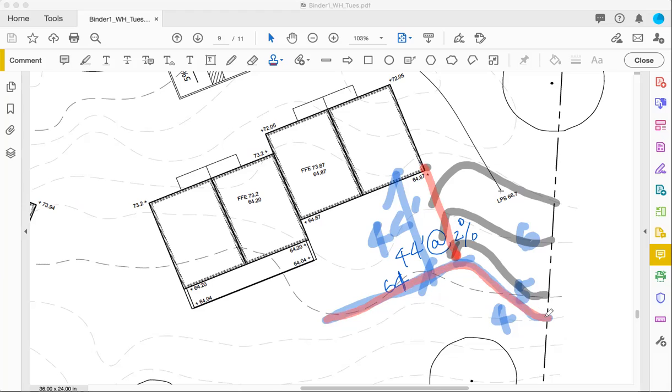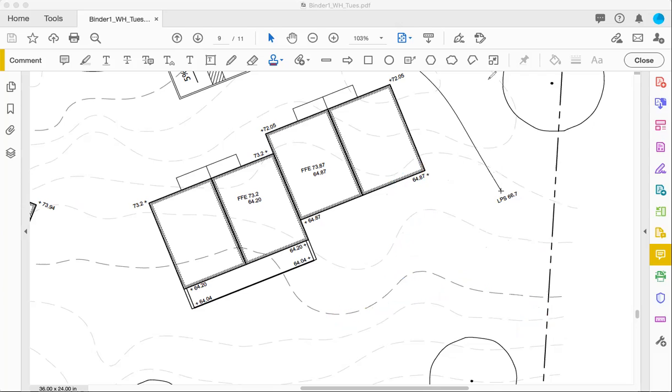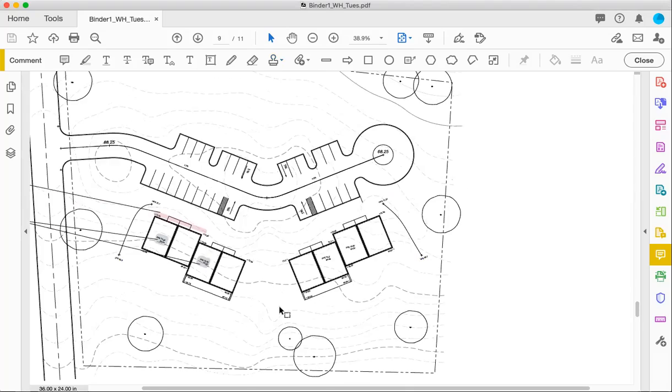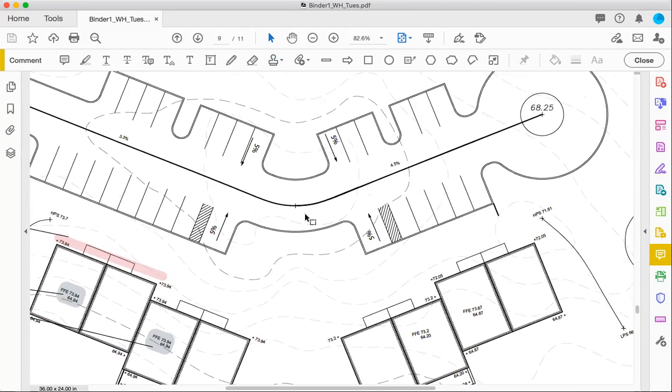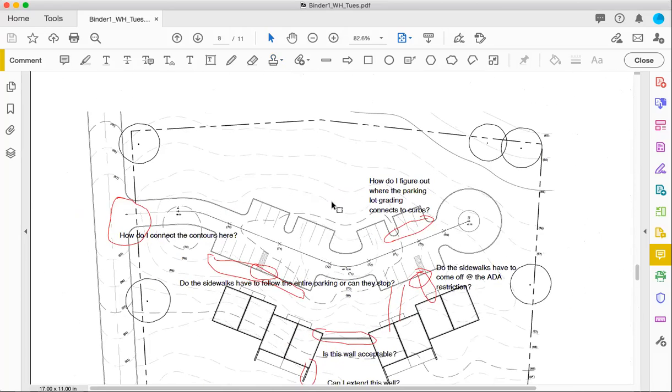Anything else? I think we've gone through most of the major troubles. Yeah, the only trouble I was really having was trying to get the FFE high enough. But now that makes a lot more sense. Okay. Sounds good. One question though.